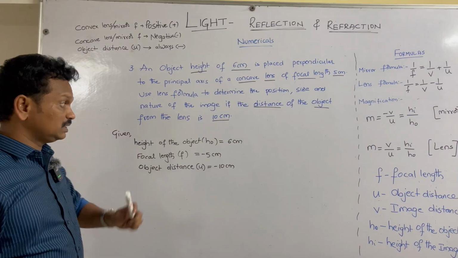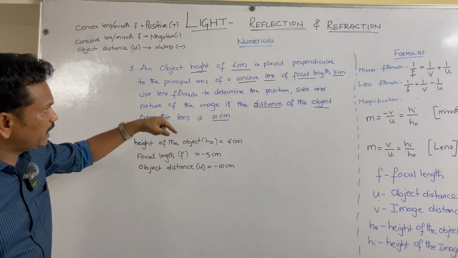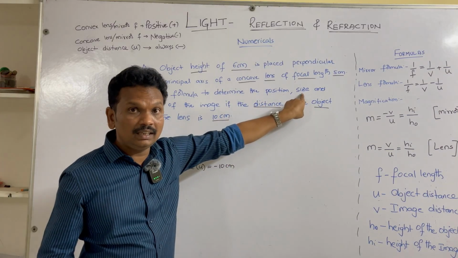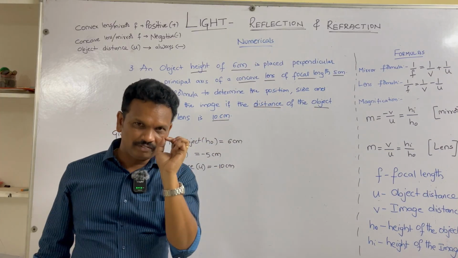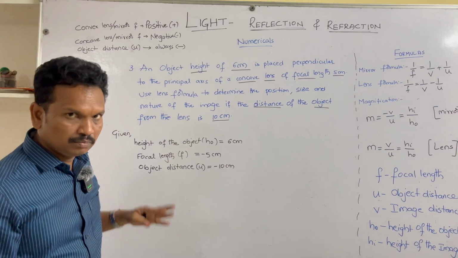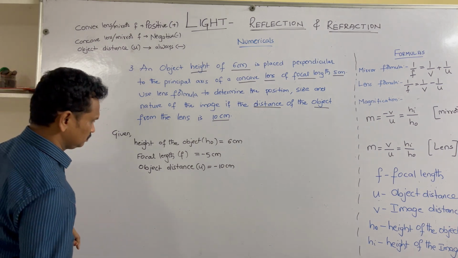Now use the lens formula. What we need to find? Find the position and the size. Position means v. Size means height of the image.